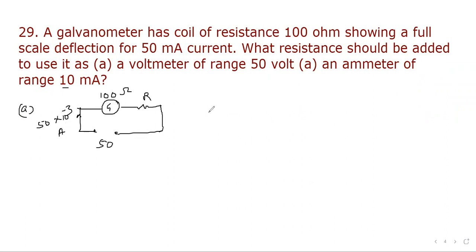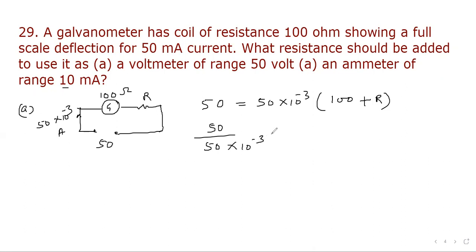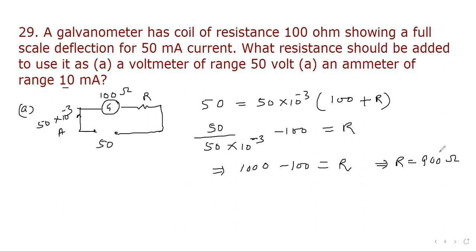Now we can apply KVL. So 50 equals 50 into 10 to the power minus 3 times 100 plus R, or 50 divided by 50 into 10 to the power minus 3, minus 100, equals R. Now here 50 will cancel out and it will become 1000, that is 10 to the power 3, minus 100 equals R, from where we will get R equal to 900 ohm. Now an ammeter of range 10 milliampere.